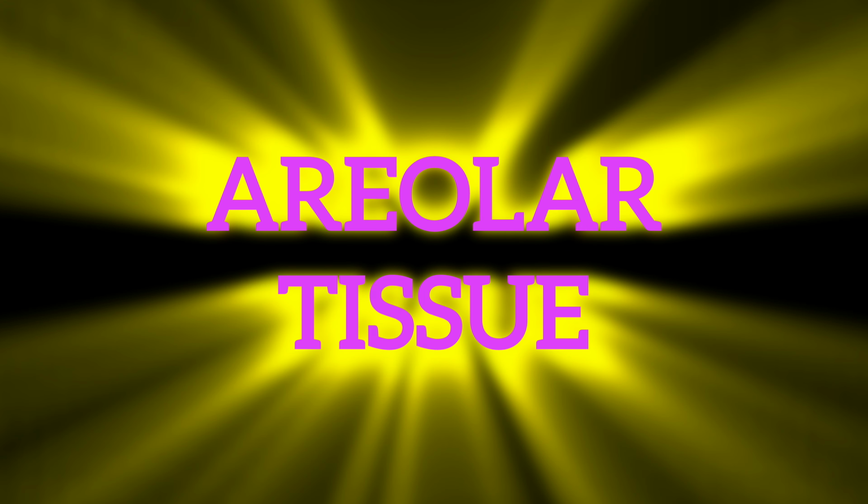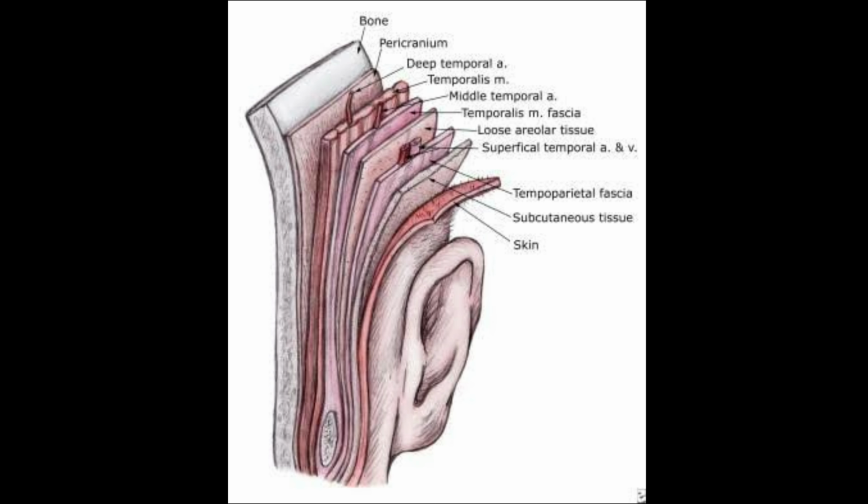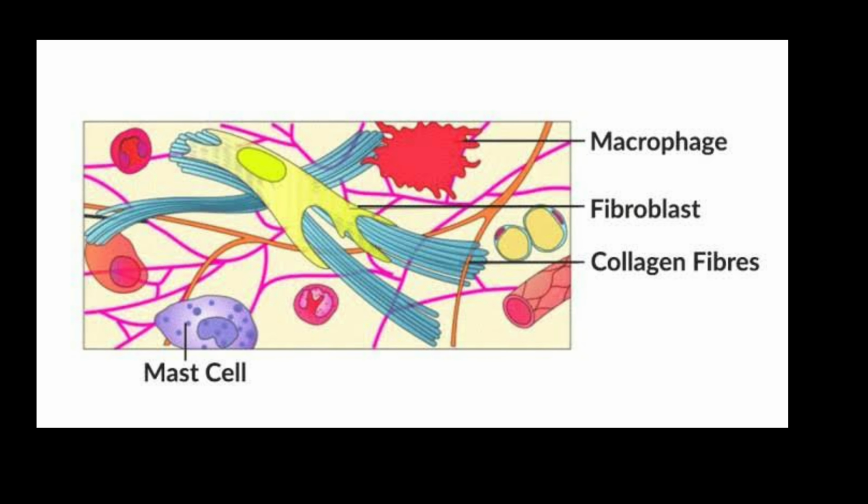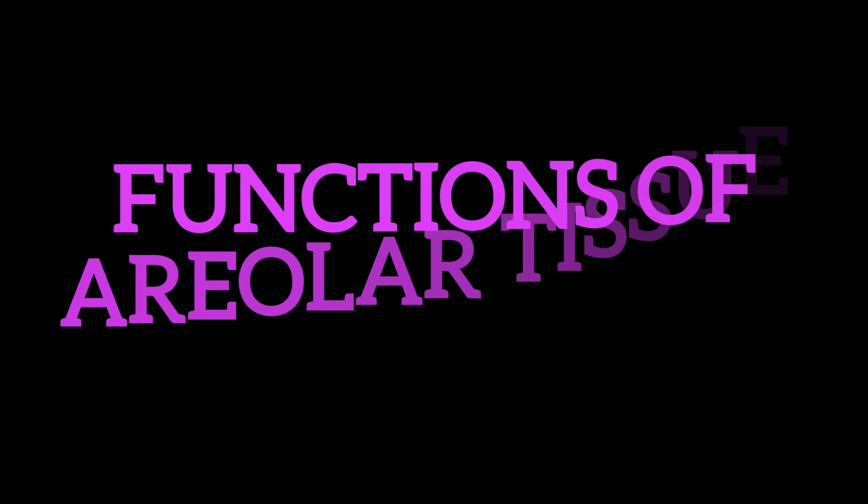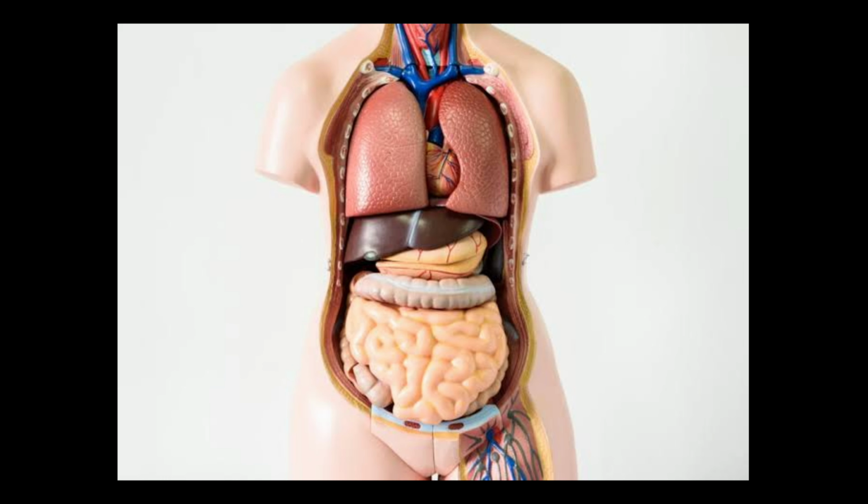Next we are moving towards areolar tissue. This tissue is present between the skin and muscles. It wraps blood vessels and nerves. It is also present in bone marrow. Functions of areolar tissue: it fills the space inside the organs. It also helps in repair of the tissues.